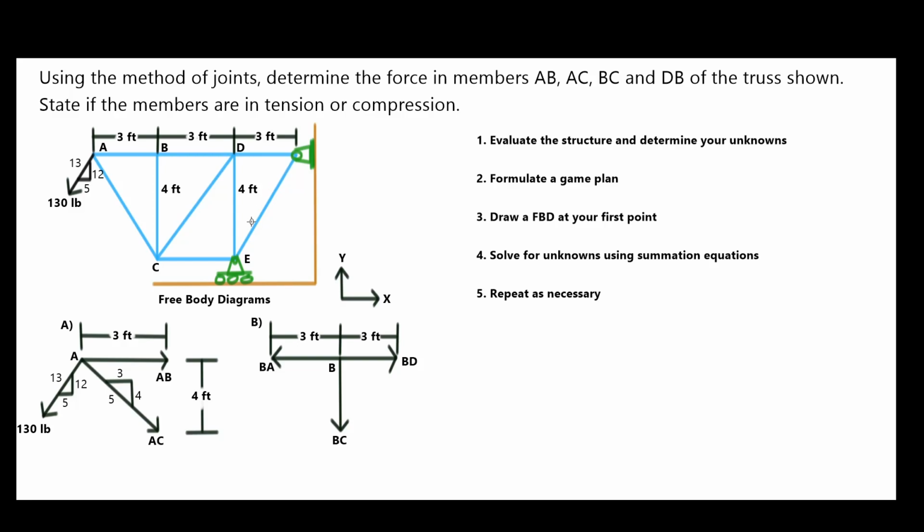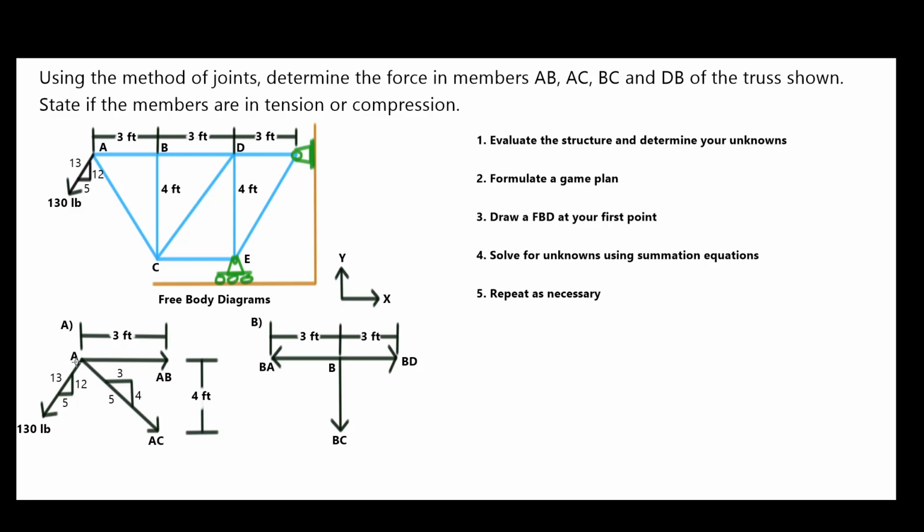So then, knowing that, it'd probably be best to work left to right so that you can at least solve one of these unknowns for point B. So we're going to start by drawing a free body diagram at point A. So we come down here, this is what this is.